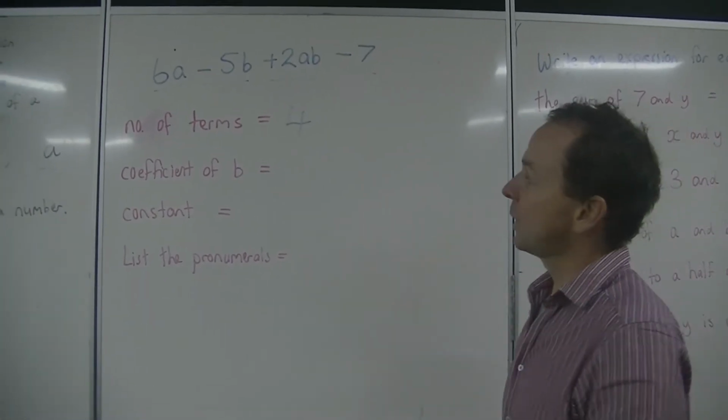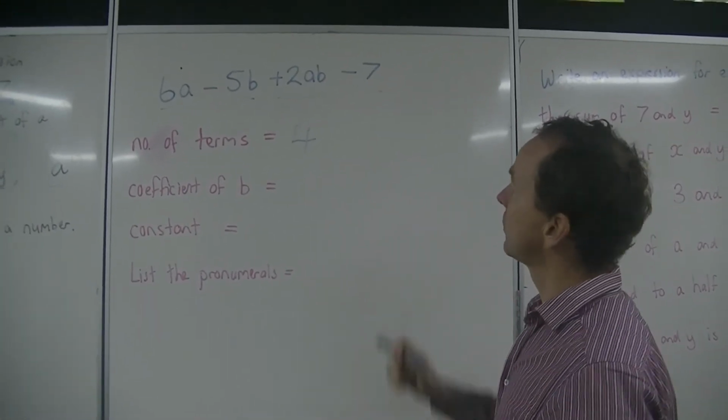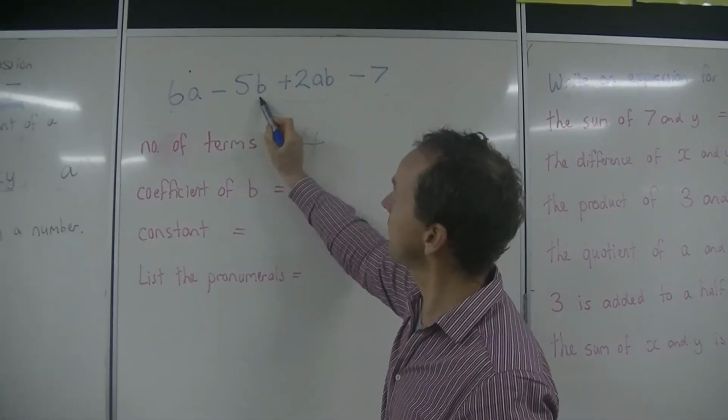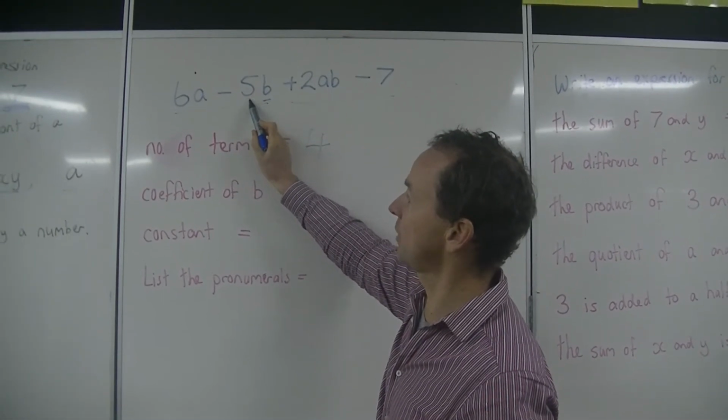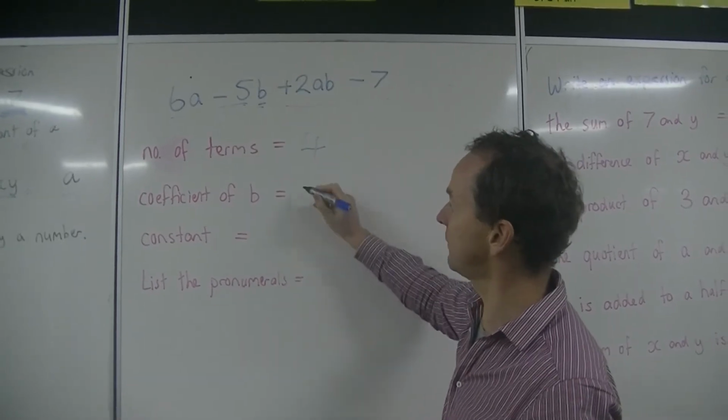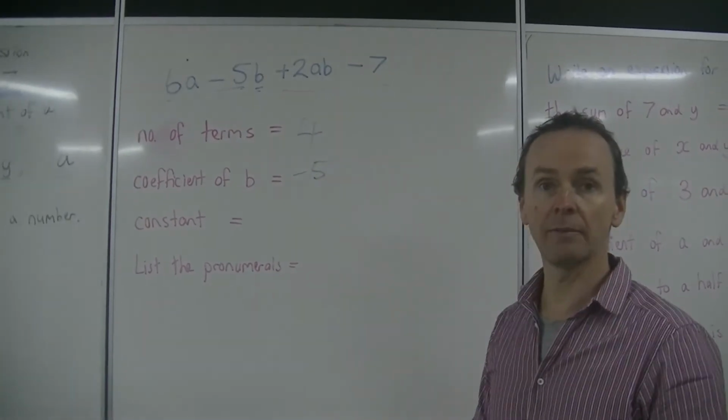Excellent. Next one says, what's the coefficient of b? So we have to look around. Where's b? There's b. The coefficient of b is not 5, it's negative 5. Be careful of that. So it's negative 5.